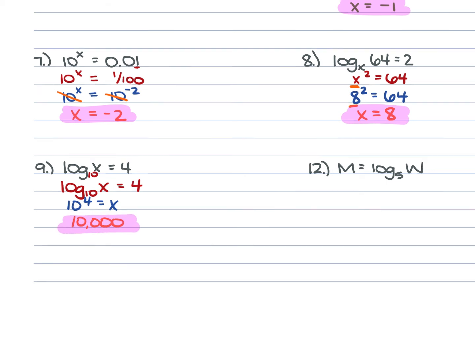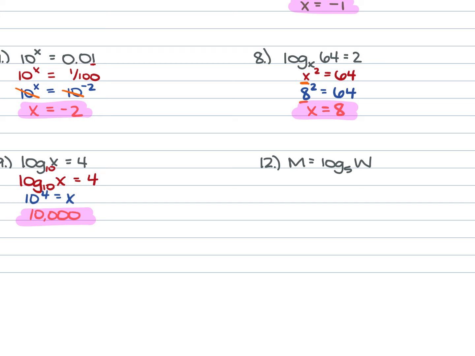For number 12, we have m is equal to log 5 of w. Now with these, we're just rewriting them using exponential form or vice versa. So to write this in exponential form, I'm going to rewrite it to where I have log 5 of w is equal to m. Now I have that 5 to the power of my answer, which is m, is equal to w.